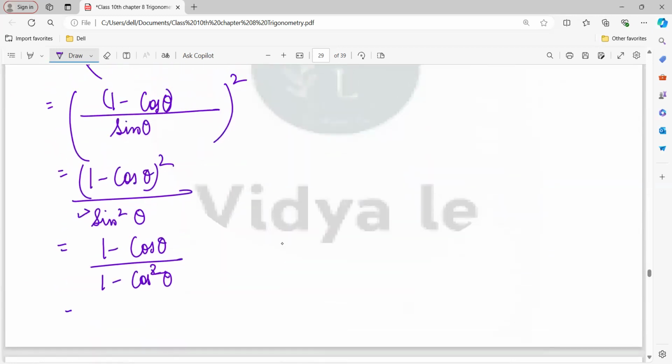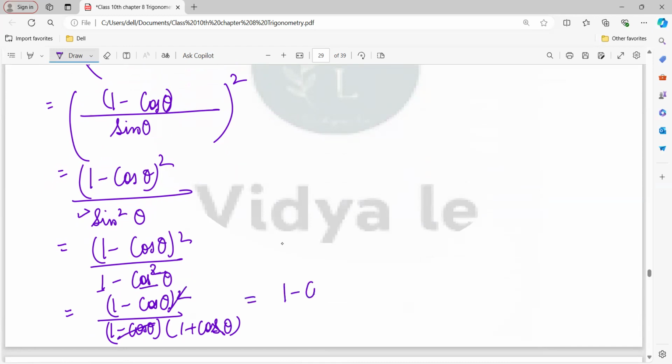Now, here we can apply the identity in the denominator, a square minus b square, which is a minus b into a plus b, right? Oh, it was the square in the numerator. Now, this square and the one term will cancel out each other. So we are left with 1 minus cos theta upon 1 plus cos theta. And this is equal to the right hand side. Is it clear? So we'll write hence proved.